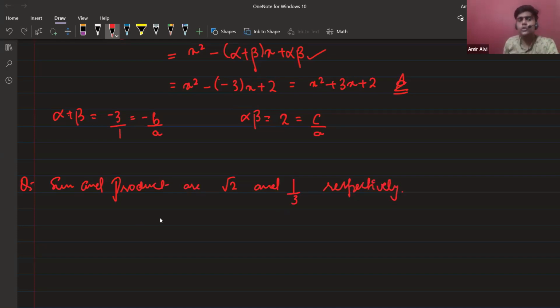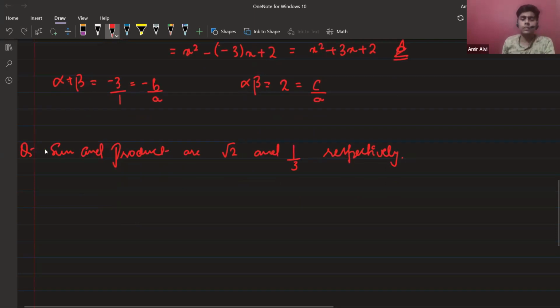Are you able to solve this question? I haven't written the whole statement, I've just written this, and we have to find the polynomial expression of it. Sum and product are given here. Am I audible to all of you? Yes, sir. So can you solve it? I'm giving you 2 minutes to solve it. Let me know the answer from your end.